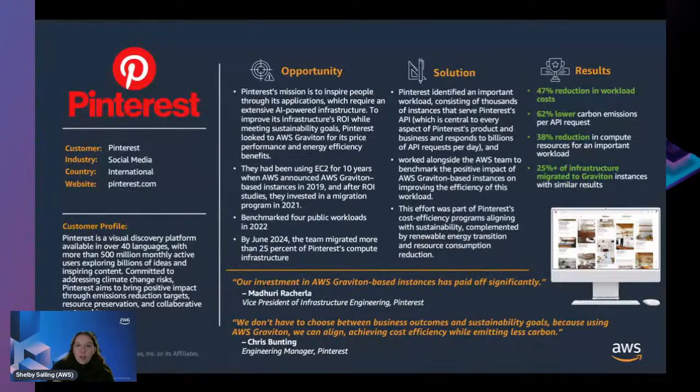62% lower carbon emissions per API request, and 38% reduction in compute resources for an important workload. So being able to downsize that fleet also improved costs as well.